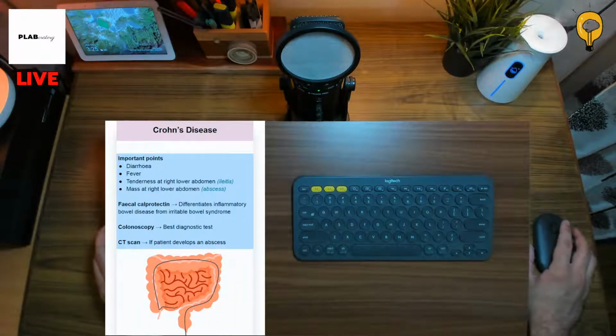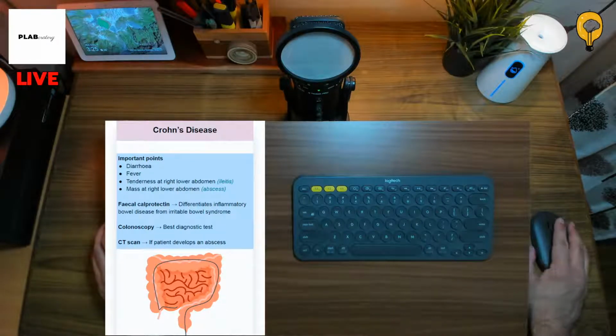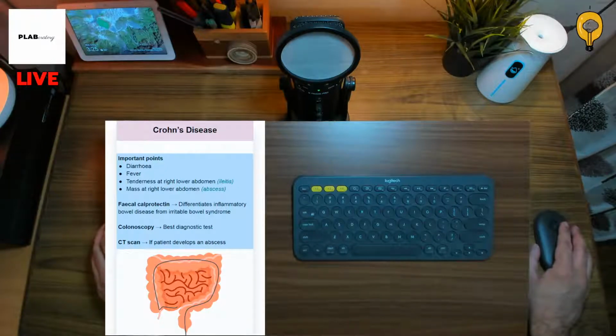So Crohn's disease important points: diarrhea, fever, tenderness at the right lower abdomen, mass at the right lower abdomen. Mass can be due to abscess formation. Tenderness is due to ileitis. There is diarrhea and fever.